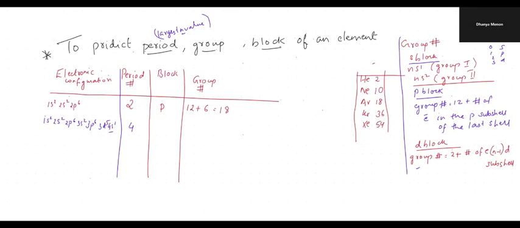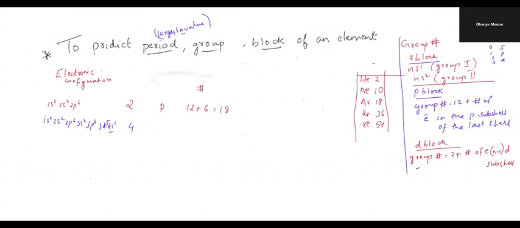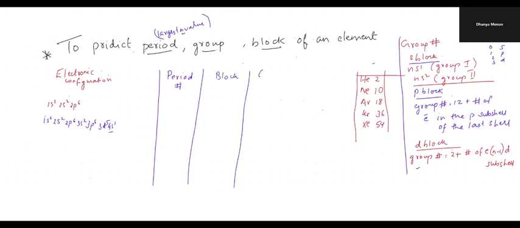Okay, students, I need some space over here, so I'll just make it a bit bigger. Okay, so I'll write it like this. Period number, block, and group number. First one we did, it is period number is 2, block is P, and this was 12 plus 6, which is 18, right? Now, over here, in this case, we have a confusion with 3d5, 4s1. Clearly the period number is the largest value of principal quantum number n. So that's 4.